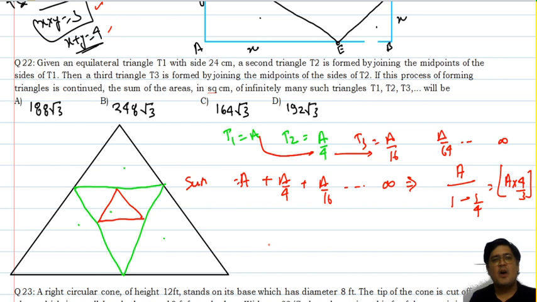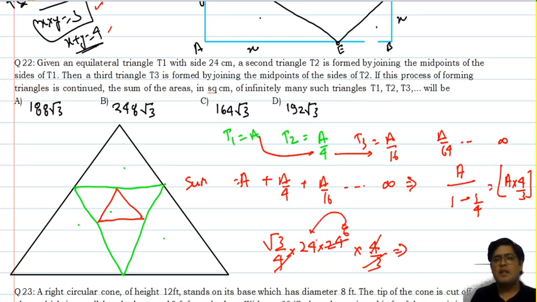What is A? Area of an equilateral triangle. What is area of an equilateral triangle? Root 3 by 4 side squared. This area is our A. Multiply this with 4 by 3. So this is gone. This is gone. What we have is 24 squared divided by root 3, or y divided by root 3. This is cancelled. This is cancelled. 8 times 20 into 8 160, 4 into 8 32, 192 root over 3.